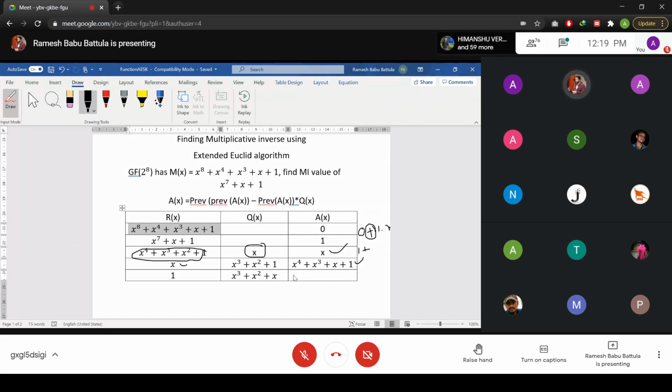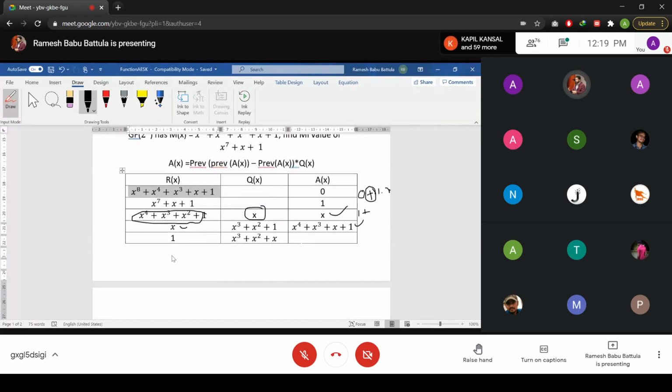Then find the value of this one now. Okay, here x is there, and you will get a remainder value is this one. After that, the coefficient value is this one, and find a resultant value here. So all of you try and find out the resultant value here. So this is the way we are going to find the multiplicative inverse value.